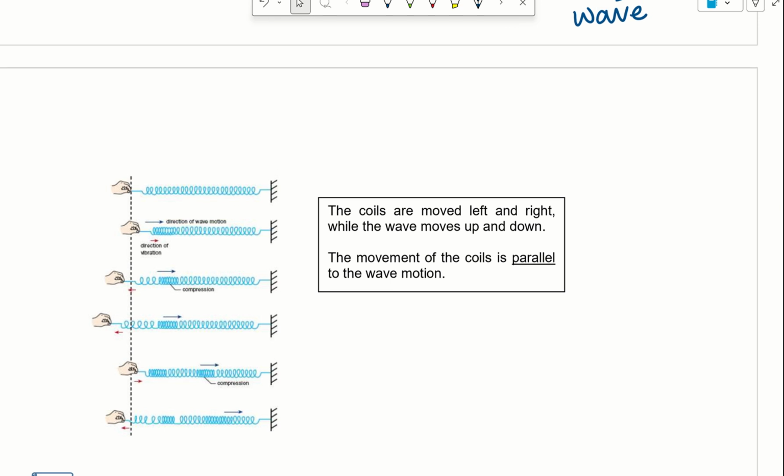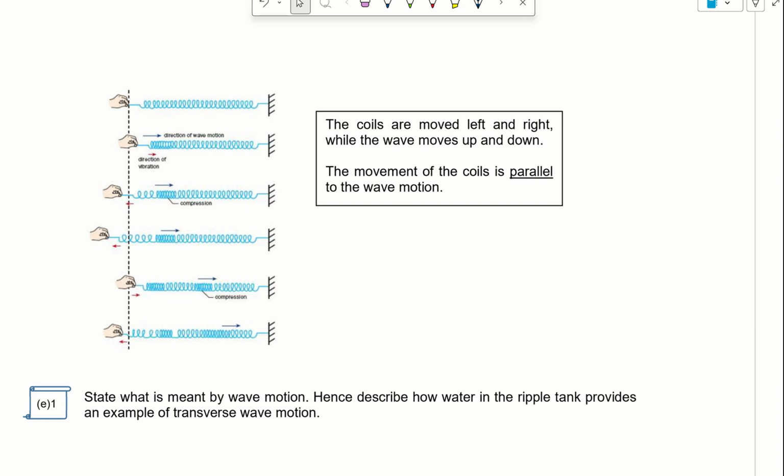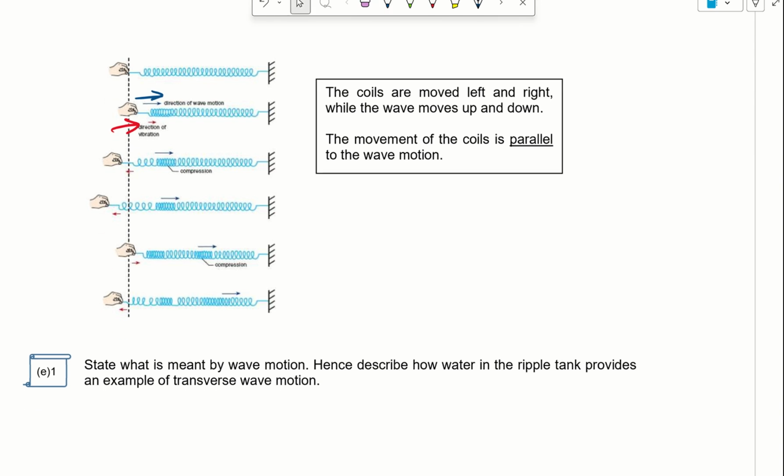So you can use the spring again to illustrate. Okay, so basically the hand is moving the particles or moving the spring left to right, and the wave is also moving in the same direction.